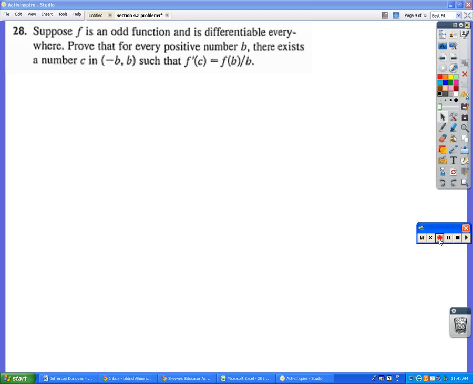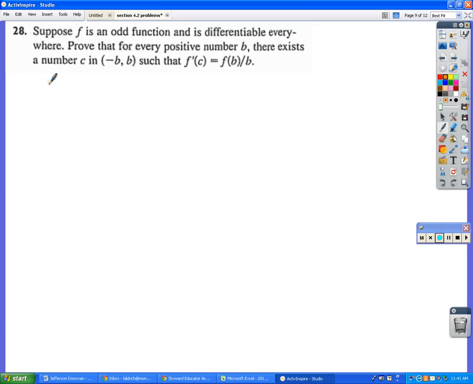28. Suppose f is an odd function. All right. Now let's stop right there. What does it mean for f to be an odd function? It's flipped over the x? No, the x is negative. It says right there, negative b. What does it mean if you have an odd function?